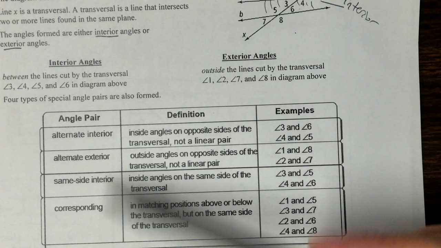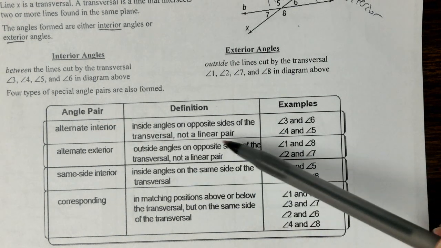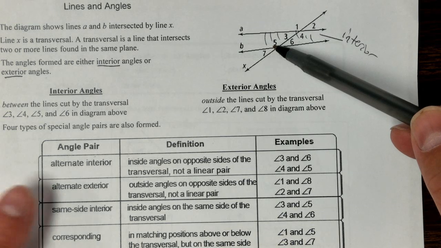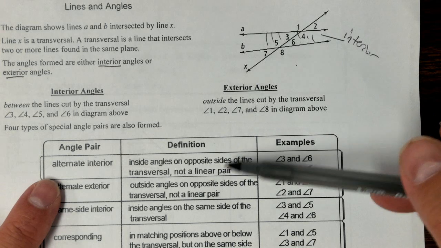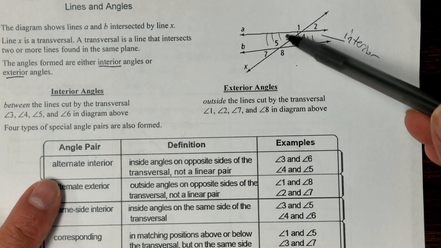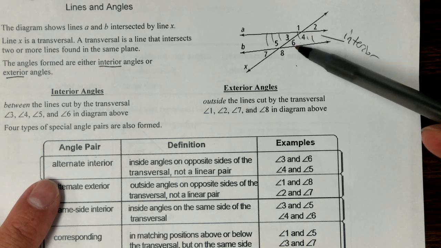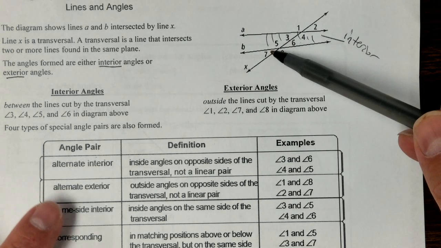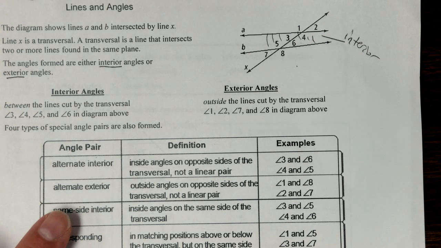Okay, so we have a couple of different types listed here. There's alternate interior, which are like 3 and 6 and 4 and 5. That's alternate interior because they're on opposite sides. They're not a linear pair like 3 and 4. 3 and 4 would be a linear pair. So 3 and 6 or 4 and 5. Alternate exterior would be like 1 and 8 and 2 and 7.